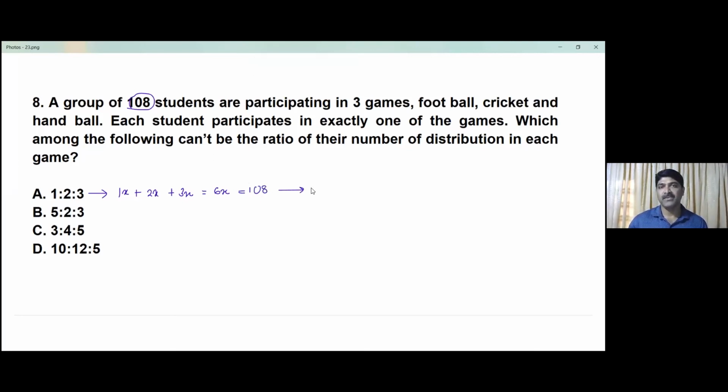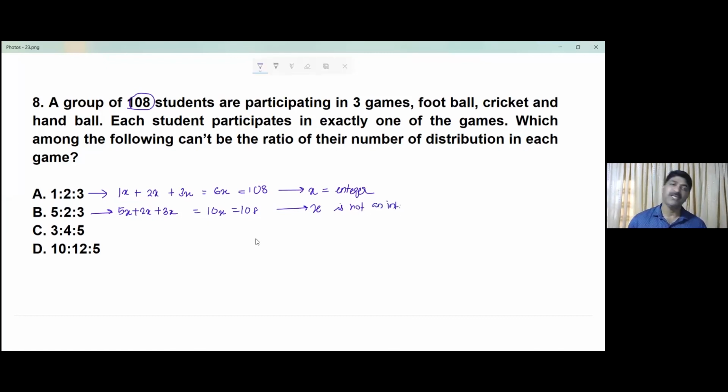So what's the inference here? X is an integer. That's the only testing point here. Suppose we just consider this value 5x, 2x, 3x. So what will it become? 10x. If 10x equals 108, what is the problem here? X is not an integer.